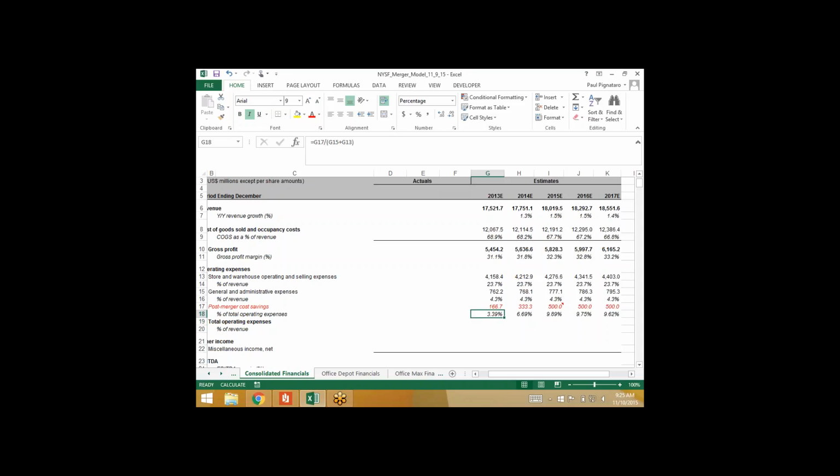For which one? You got it? This one? I'm just taking the 166 divided by the sum of the two.